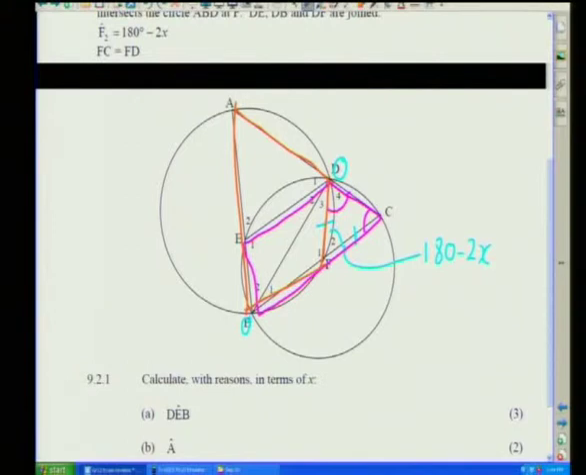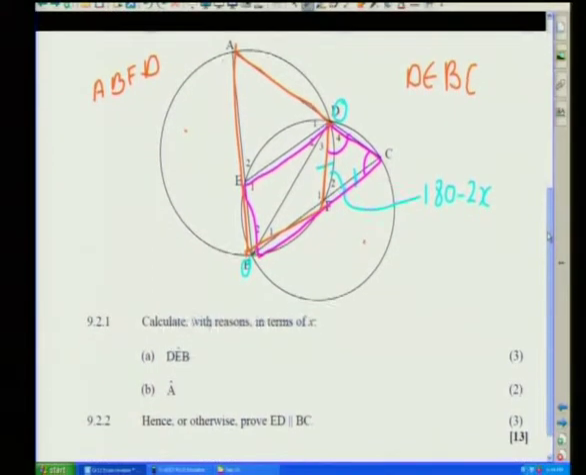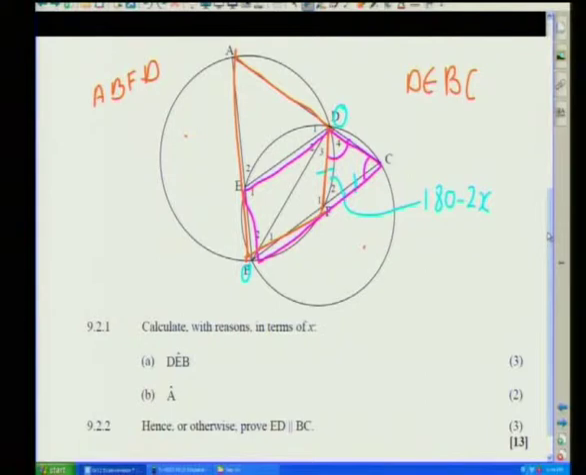So the cyclic quads we've identified already are A, B, F, D, and that's in that circle there. And then in the other circle we have cyclic quad D, E, B, C, and that's in this circle on the right of your screen. We've already worked out that FDC is an isosceles triangle, so we can use angles of a triangle to help us figure out things in that one.